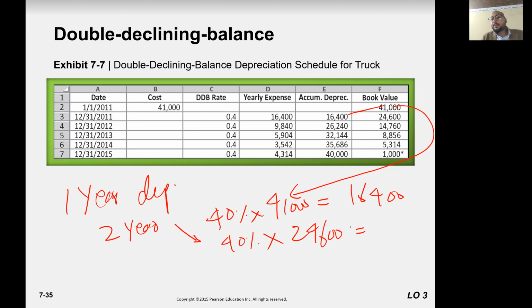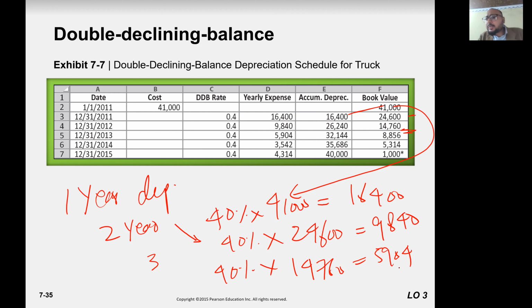The answer is 24,600. The answer is going to be 9,840. So you subtract 9,840 from 24,600. The answer is going to be 14,760. The third year is going to be 40% multiplied by 14,760. The answer is going to be 5,904. Did you notice something? First year depreciation is the highest, and then low, low, low, low.